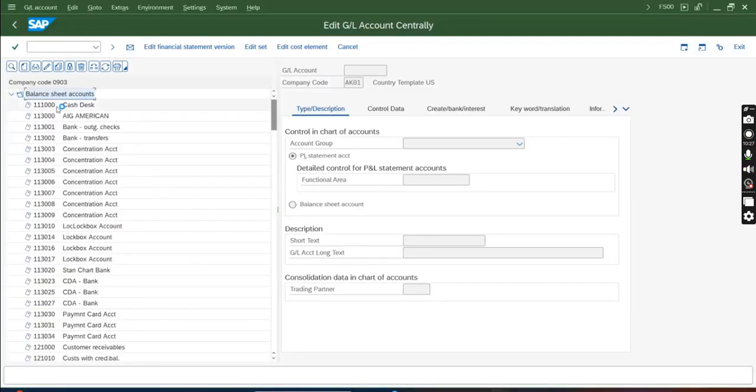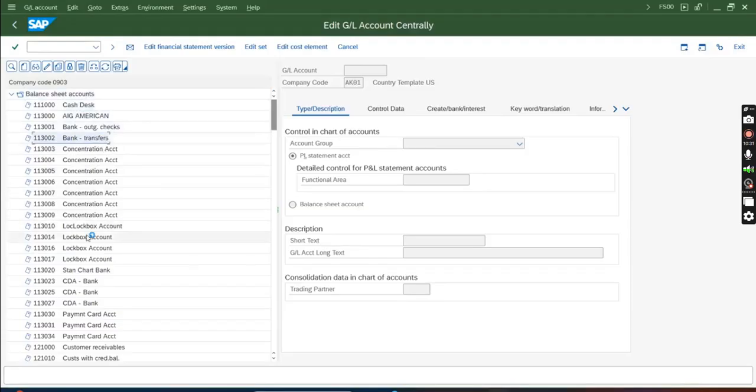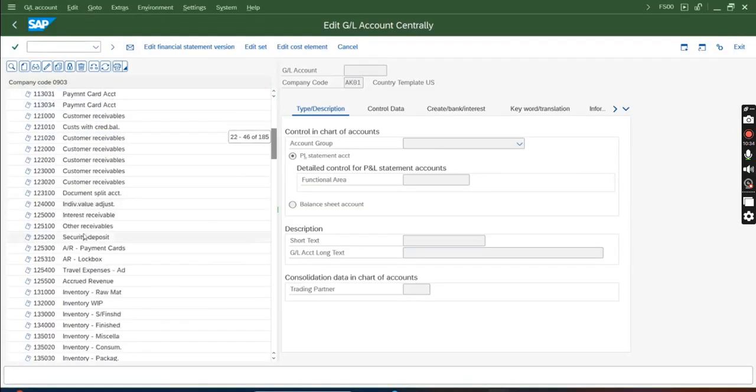So in the balance sheet, you'll see cash desk, AIG, American. These are all bank accounts. These are all assets. Lockbox account. Similarly, customer receivables. Customer means these are all again assets.